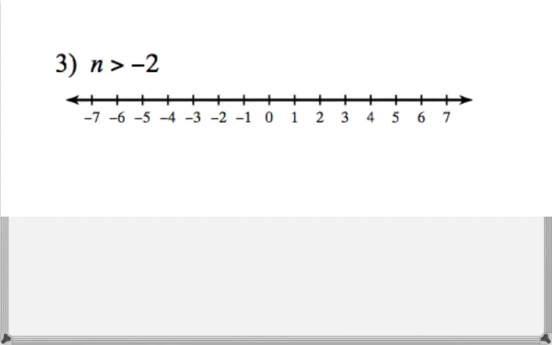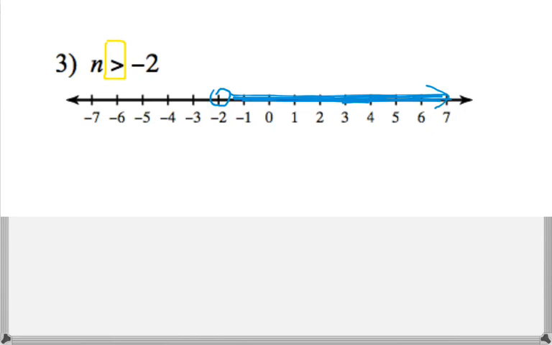Let's look at a third example. Here we have n is greater than -2. Our symbol is greater than, so we need an open circle at -2. So there's my open circle at -2. What side of this circle are the numbers going to be greater than -2? Those numbers that are larger than -2 are over here to the right. So we can shade in that part of our graph.